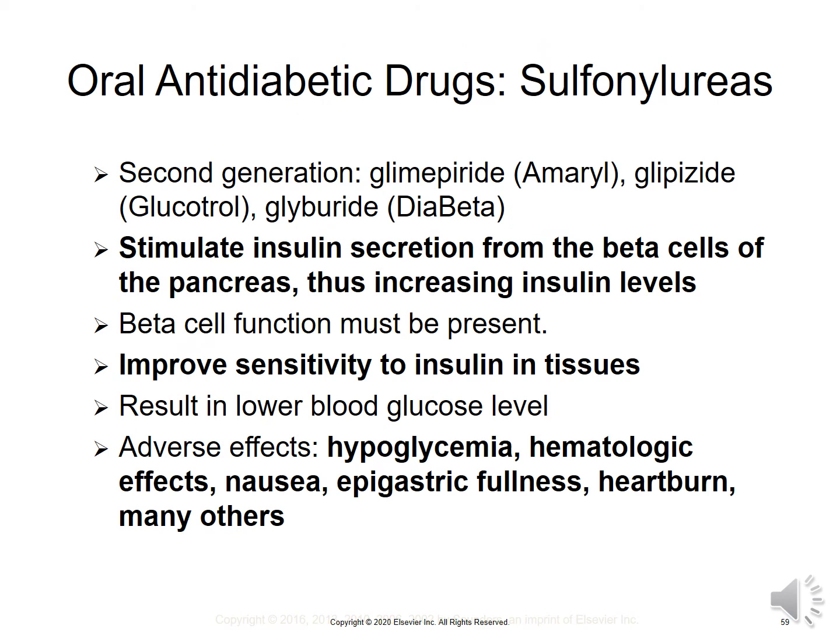Glimepiride, which is Amaryl, or glipizide, these stimulate insulin secretion from the beta cells of the pancreas, and that's how it increases insulin levels. So you have to have a functioning pancreas, and these are sulfonylureas, okay? So your beta cell function in the pancreas must be present. This improves sensitivity to insulin in the tissues, and it results in lower blood glucose levels.